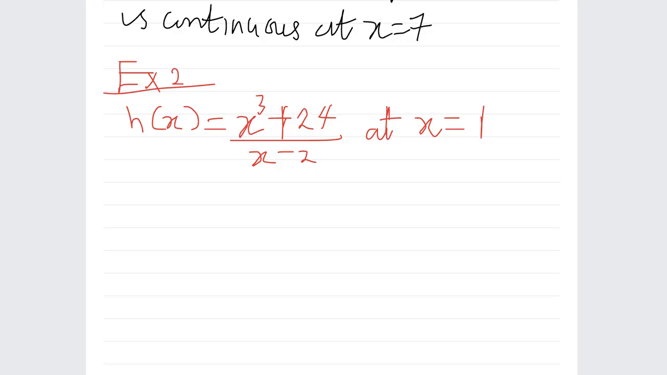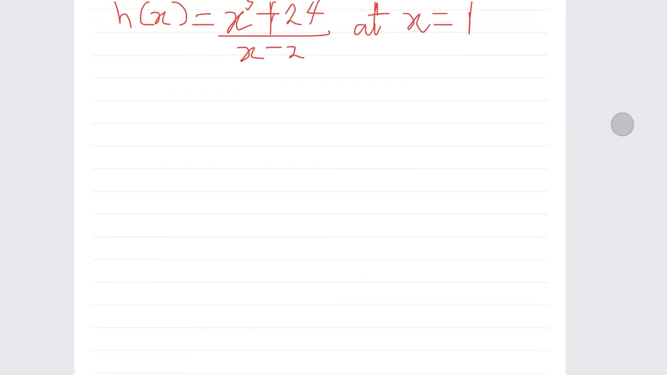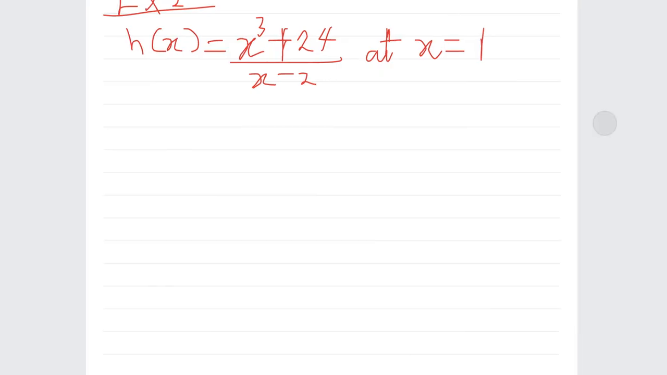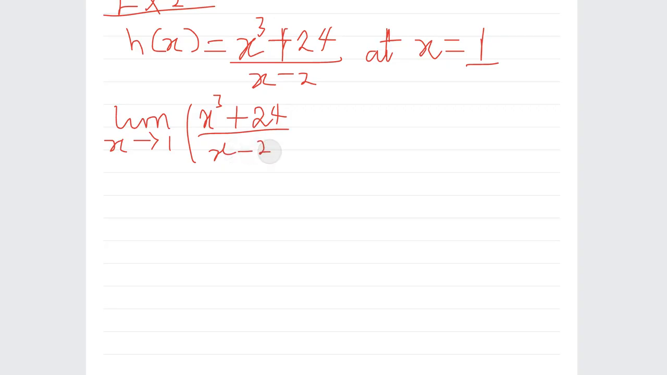For us to prove that it is continuous, what we are going to do is very simple. Just like we did the first time, we are going to do the limit. So the limit as x approaches a, and our a here is 1. So limit as x approaches 1 of x raised to power 3 plus 24 all over x minus 2.